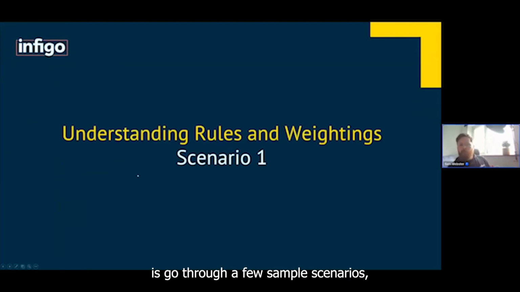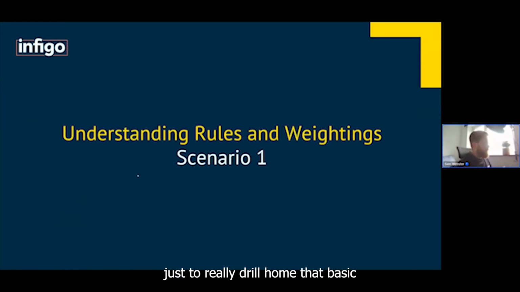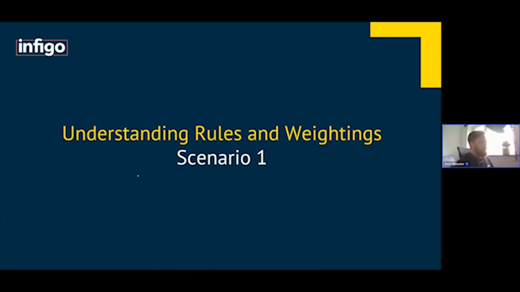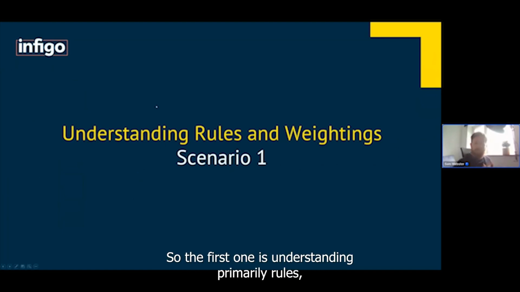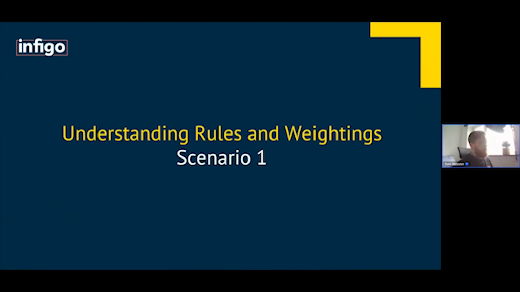So what I want to do is go through a few sample scenarios of increasing complexity, covering various different bits of functionality, just to really drill home that basic understanding that we've tried to show there. So the first one is understanding primarily rules, but then also a little bit on the weightings as well.